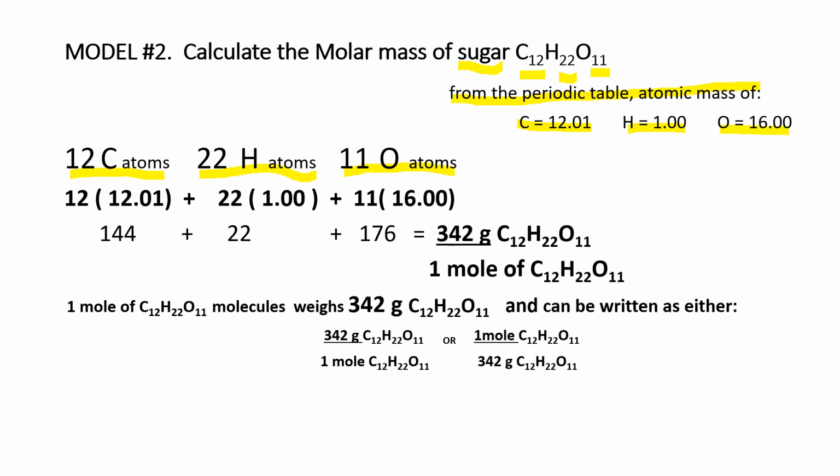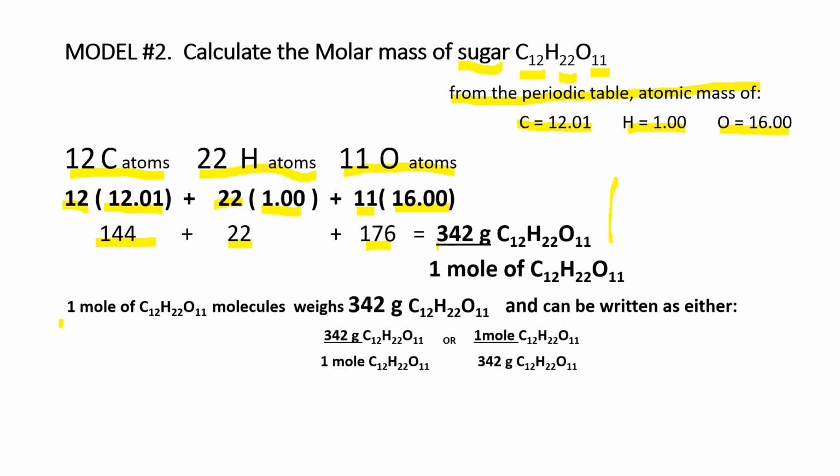So we have to multiply the number of carbon atoms, which is 12, by the atomic mass of carbon, which is 12.01. 22 is the number of hydrogen atoms multiplied by the atomic mass of hydrogen. And to get the mass of oxygen, we have to multiply the number of oxygen atoms by the atomic mass of oxygen. So getting the sum of all the masses of these atoms, there are 342 grams of sugar per 1 mole of sugar.